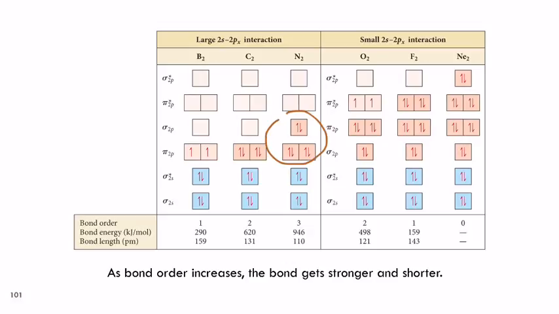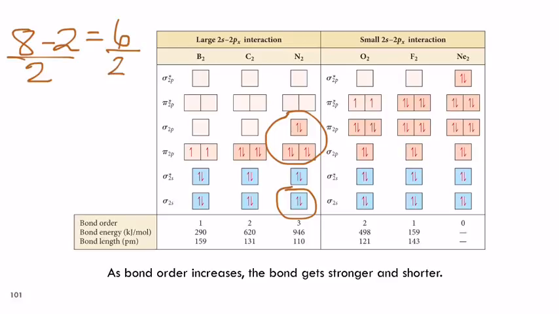Yep, so we've got these guys are bonding, and this one's bonding. That's a total of 2, 4, 6, 8. And then this is the anti-bonding, minus 2. So that gives us 6, but it's divided by 2. So that gives us our bond order of 3.